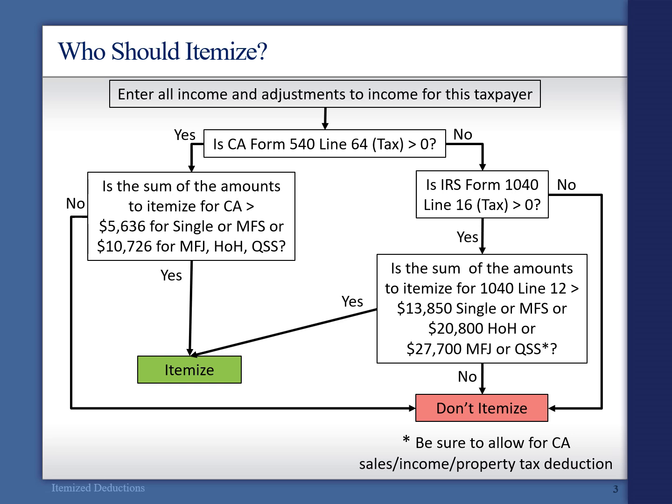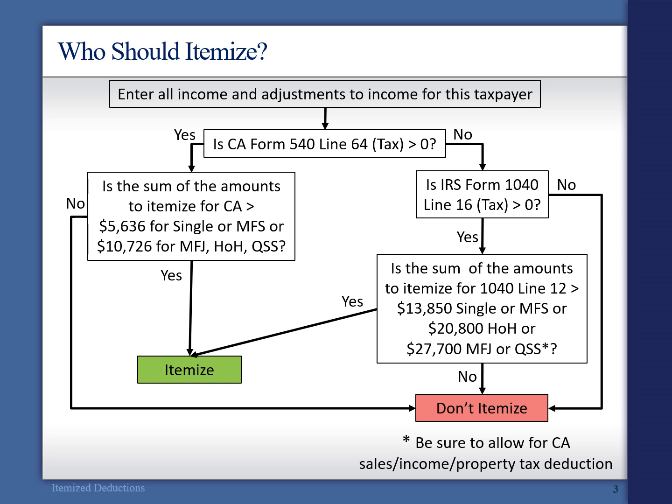If the taxpayer has no California tax liability, chances are they will not have enough itemized deductions to itemize for their federal return. However, if they do have a California tax liability and a certain amount of deductions depending on their filing status, then it would be to their advantage to itemize for California. Take a look at this flowchart for some information on the thresholds and the statuses. If it is close, go ahead and itemize.